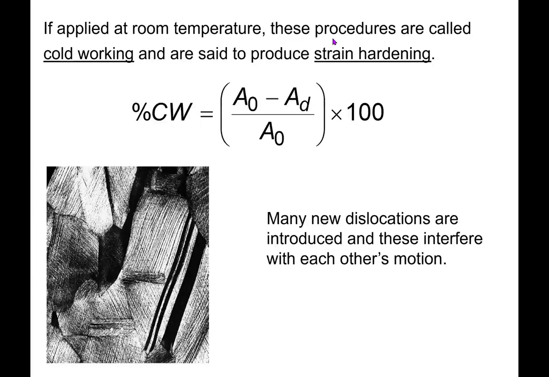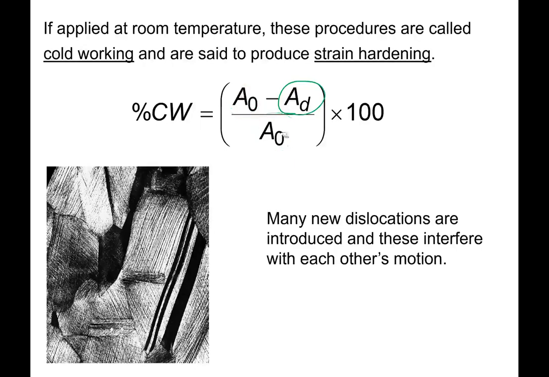So we want to go ahead and put a number on this cold working, this percent cold work. And we can do that by simply taking a look at the initial cross-sectional area of the sample, and then subtracting off the area of the deformed sample. This will be a smaller area now, divided by, again, the original area, and we'll get a percent cold work.